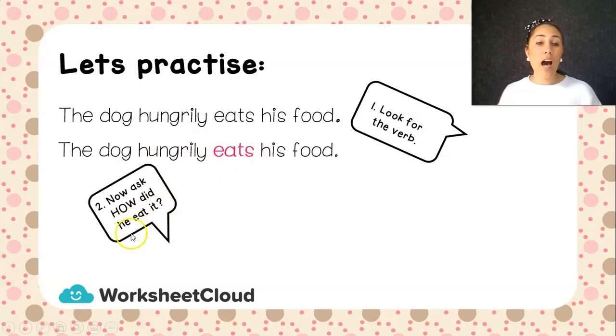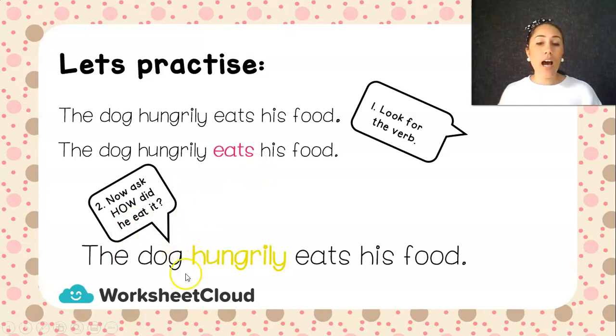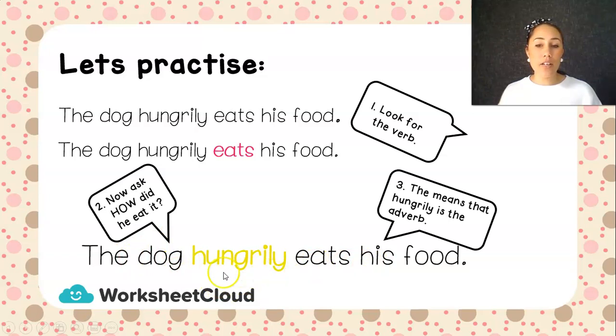Now I ask, how did he eat it? The dog hungrily eats his food. So hungrily is my adverb. And most of the time, if I'm describing the verb and I'm saying how it happens, my adverb is always going to have the E on the end. Hungrily.